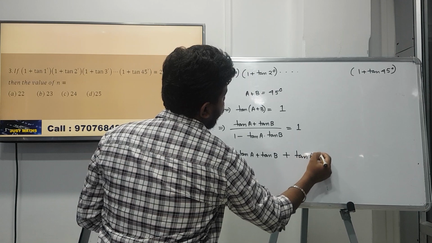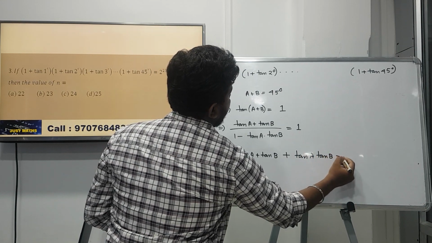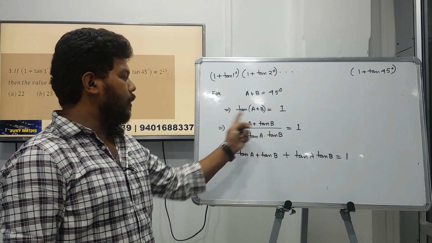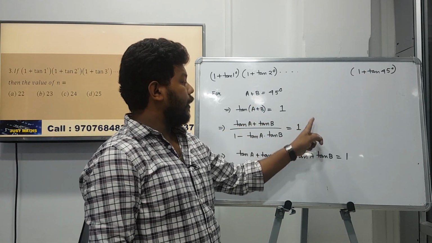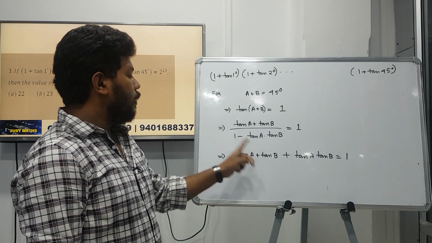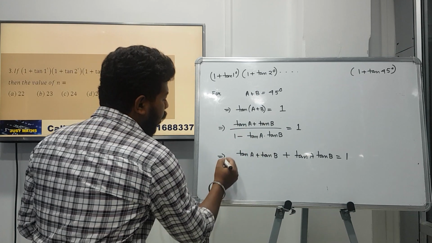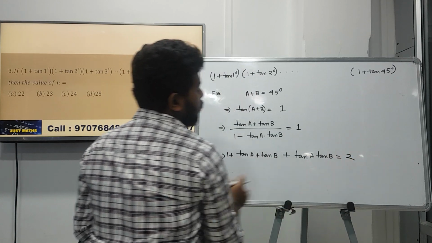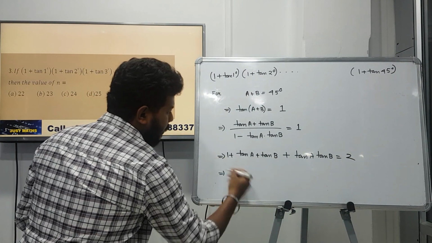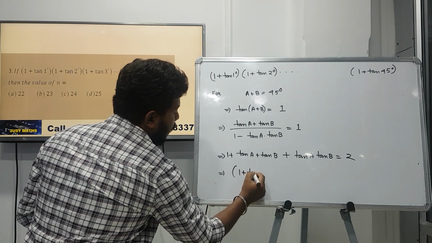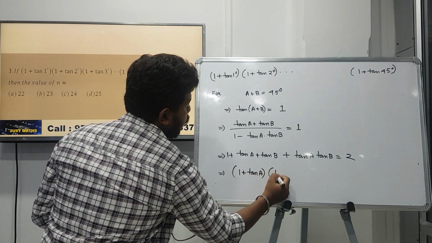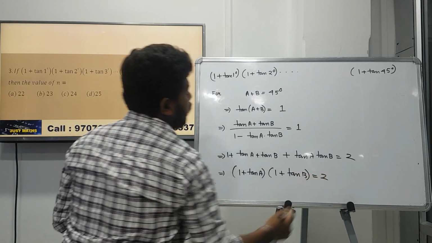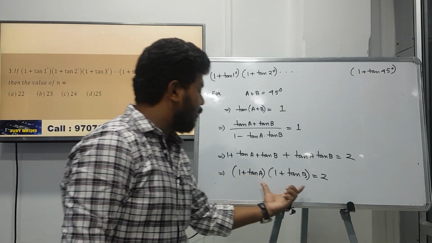Now, if I calculate, I will get tan A plus tan B plus tan A into tan B is equal to 1. I multiplied with the denominator on the right side, we get something like this. If I add 1 on both sides, I will get 2. Now, it can be expressed as 1 plus tan A into 1 plus tan B is equal to 2.